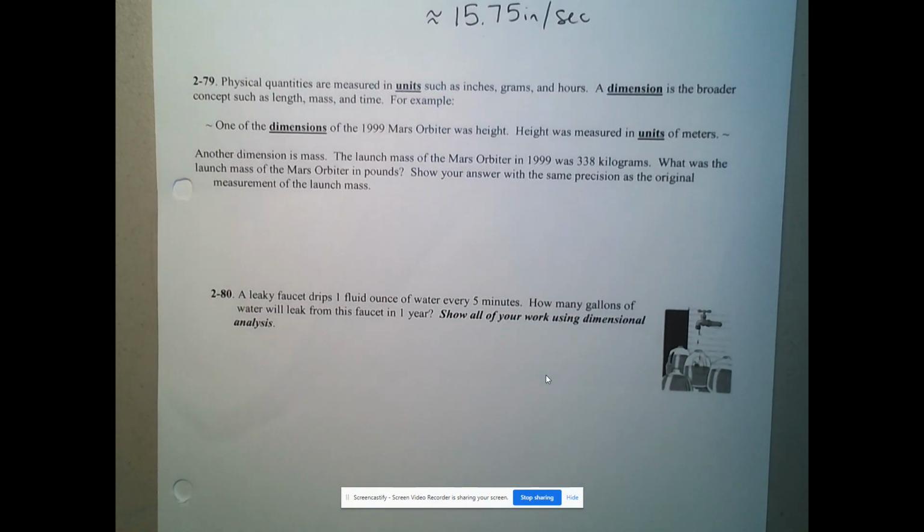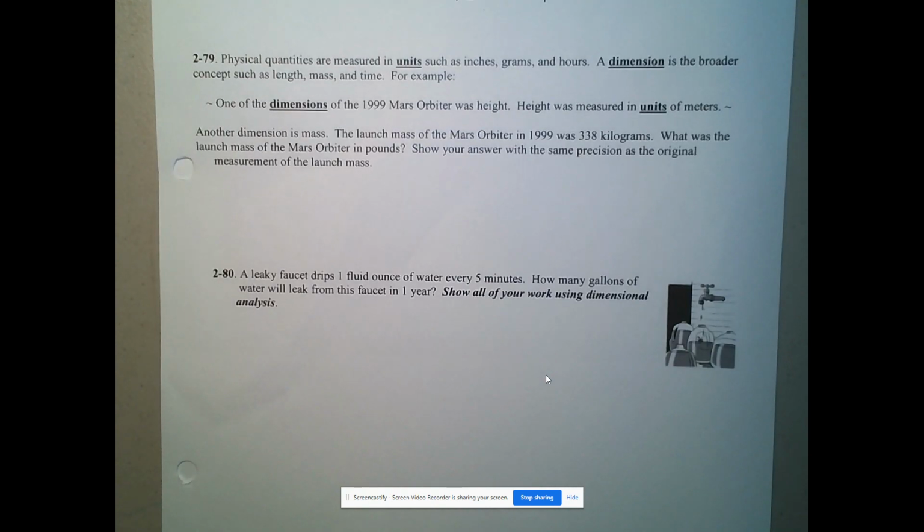Physical quantities are measured in units: inches, grams, and hours. A dimension is the broader concept, such as length, mass, and time. For example, one of the dimensions for the 1999 Mars orbiter was height. Height was measured in units of meters. So the dimension was height, and it was measured in meters for the units. Another dimension is mass. The launch mass of the Mars orbiter in 1999 was 338 kilograms. What was the launch mass of the Mars orbiter in pounds?